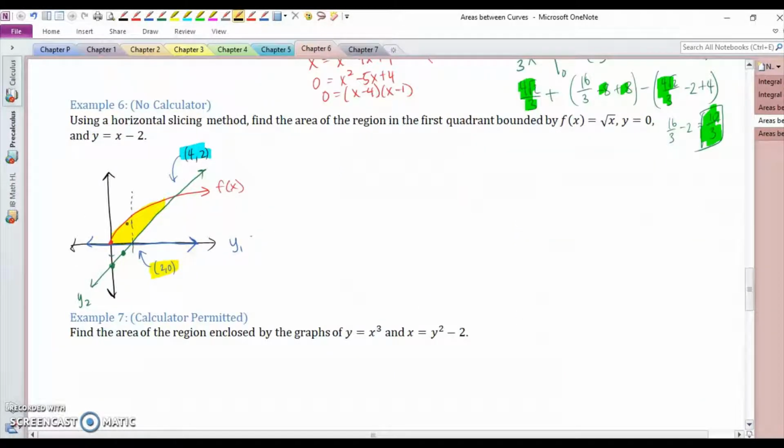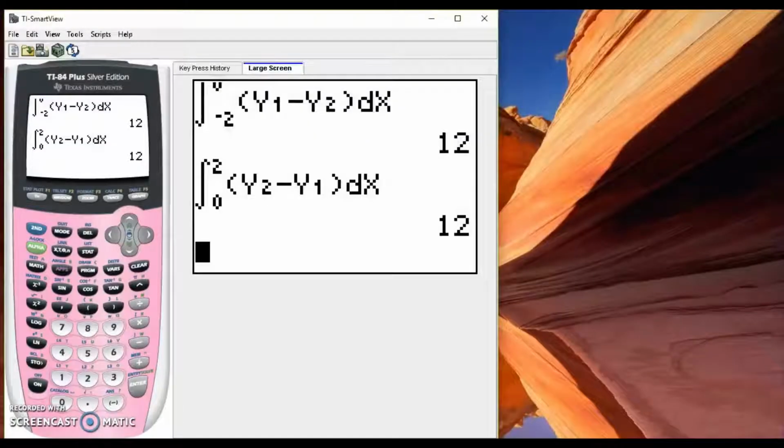All right, now let's try number 6, and let's blow your mind. Now we're going to do a horizontal slice. Ugh, I didn't want to do that, right? And so I want to do a horizontal slice. And what that means is your computer will crash.